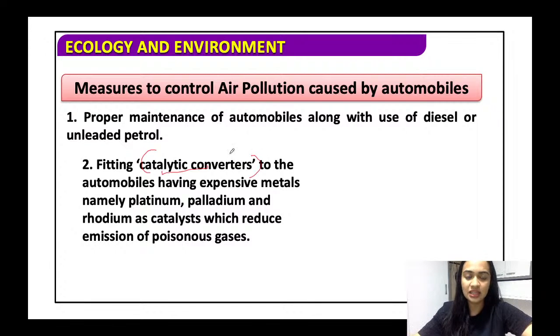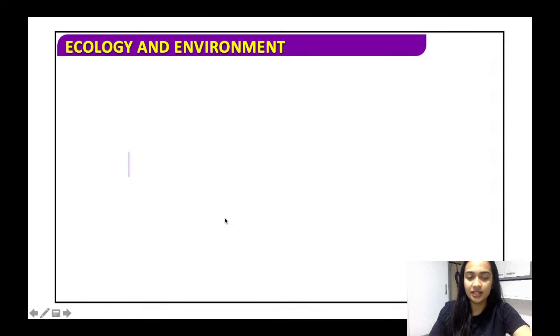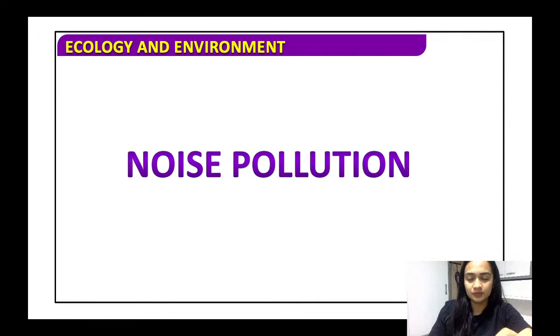In the case of automobiles, you have your catalytic converters. What happens here? Catalytic converters are fitted to automobiles, having expensive metals, namely platinum, palladium, and rhodium as catalyst, which reduces the emission of poisonous gases. So what is the catalytic converter made of? Platinum, palladium and rhodium. It is made of these three expensive metals and this basically reduces your air pollution.